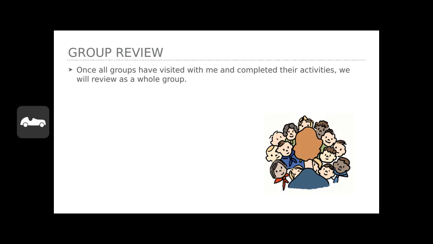Once all groups have visited with me and completed their at-desk activities, we will review as a whole group. So we will review both activities, the character trait and the inference sheet, as a group, to give students the opportunity to ask any questions or check their work and make sure that they're understanding the lesson and what was presented to them.